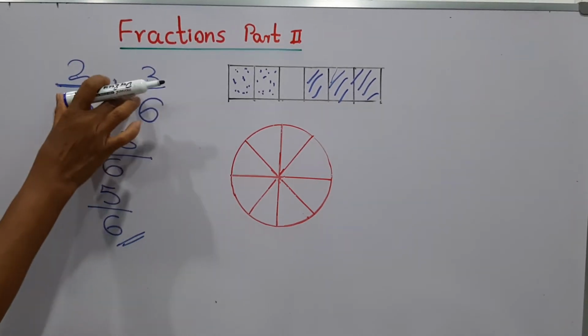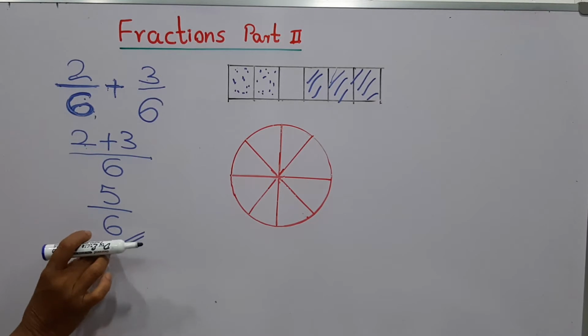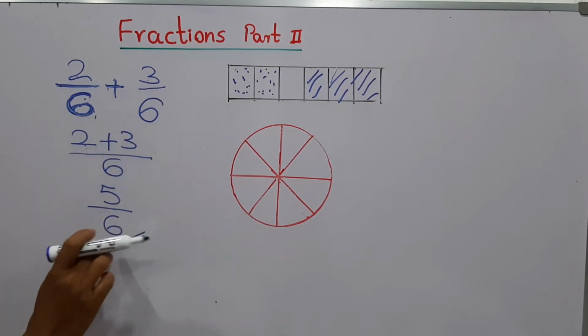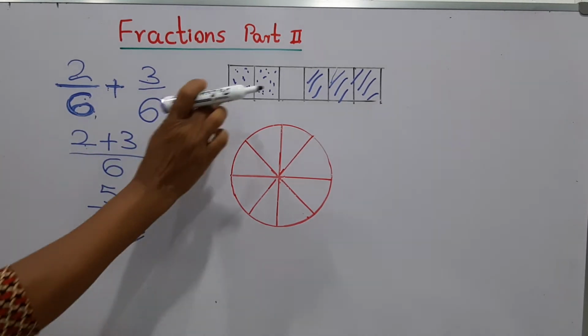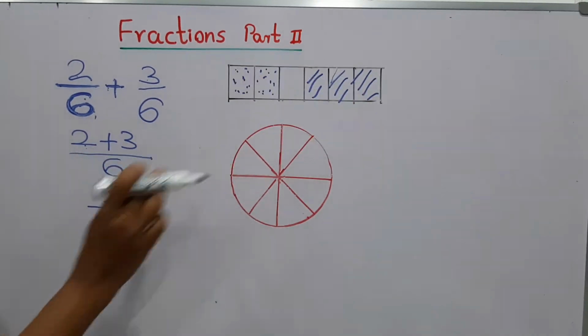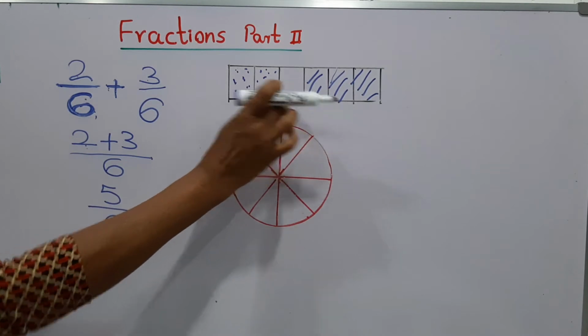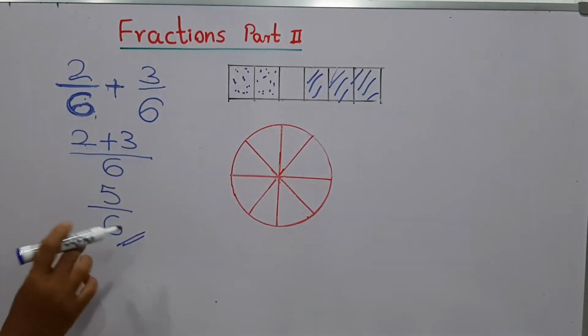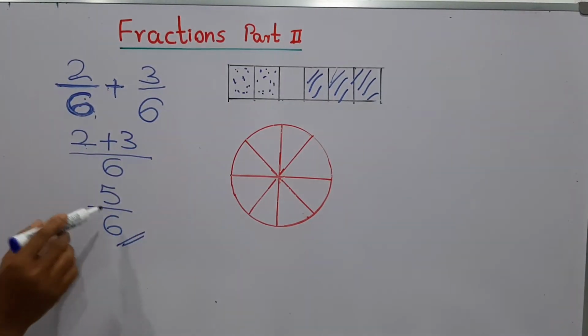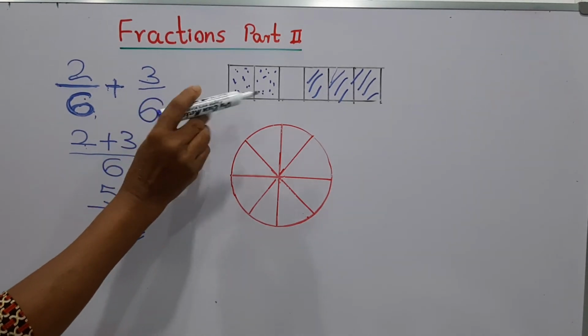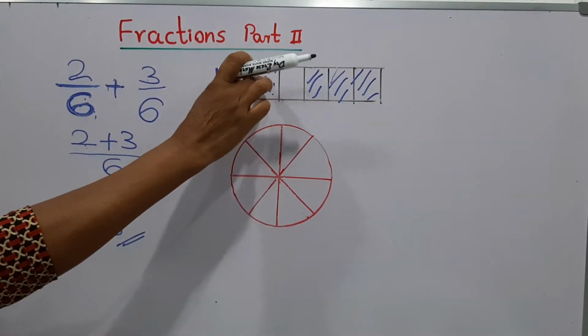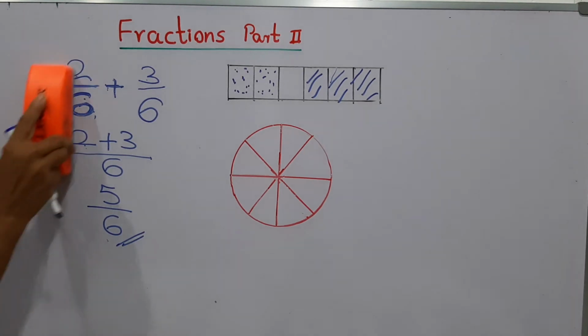When we added these 2 fractions together, the answer comes like this. That means denominator is 6, 1, 2, 3, 4, 5, 6. Numerator is 5, 1, 2, 3, 4, 5. Shaded parts are 5. Okay. Now this fraction shows in this figure. Right. Now I think you got it.